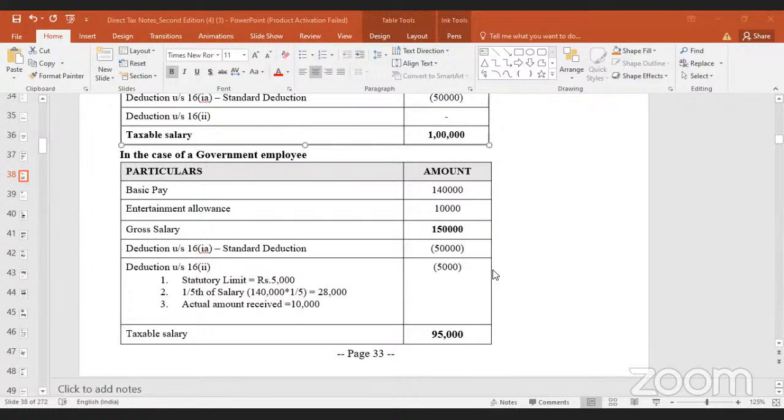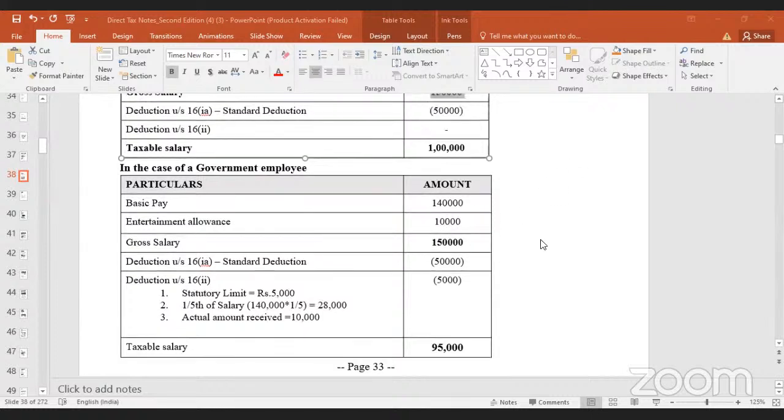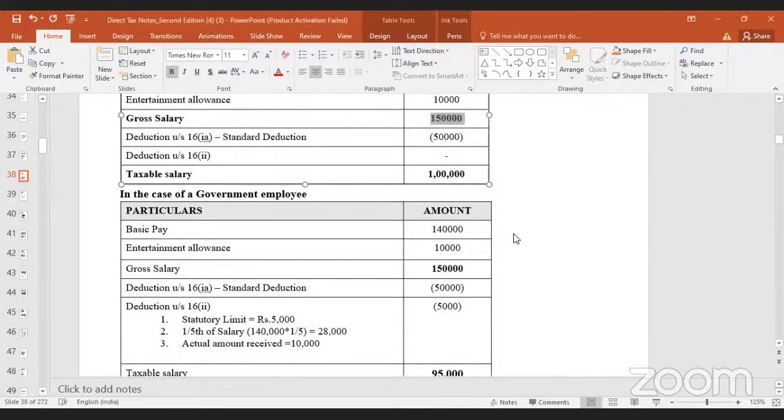Next one. Government employee. Basic pay 1,40,000, entertainment allowance is 10,000. So gross salary in both cases remains the same. Here also it's going to be 1,50,000. With respect to the standard deduction, that also remains the same, 50,000, 50,000.